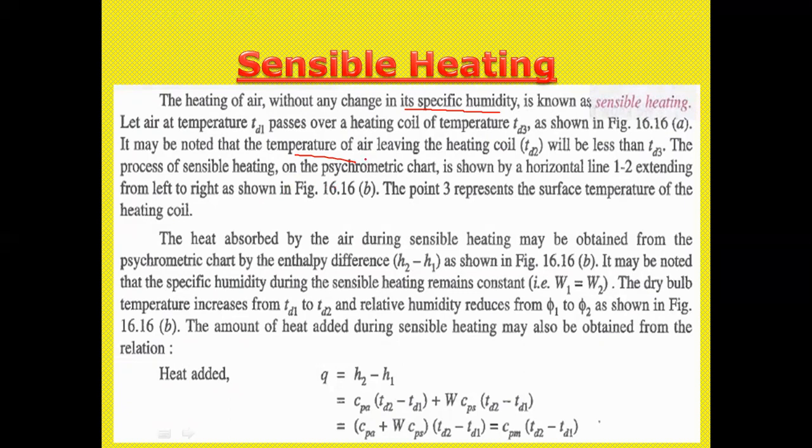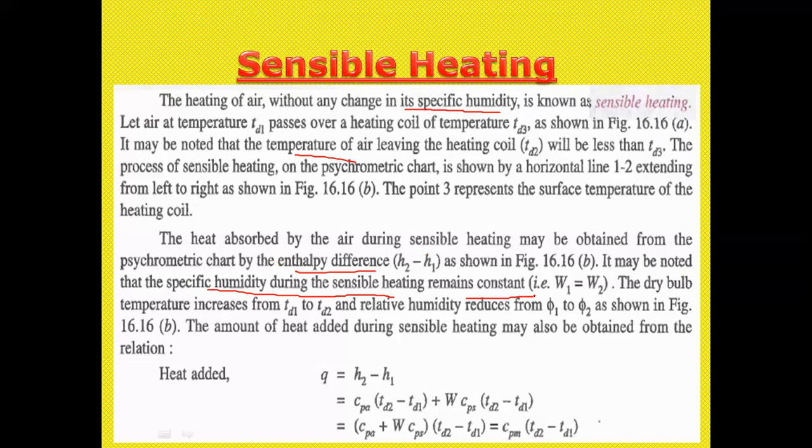So generally, from the exam point of view, only the definition of sensible heating is needed, and we will work out some problems according to the formula. The heat absorbed by the air during sensible heating may be obtained from the psychrometric chart by the enthalpy difference H2 minus H1. It may be noted that the specific humidity during sensible heating remains constant, that is W1 is equal to W2.